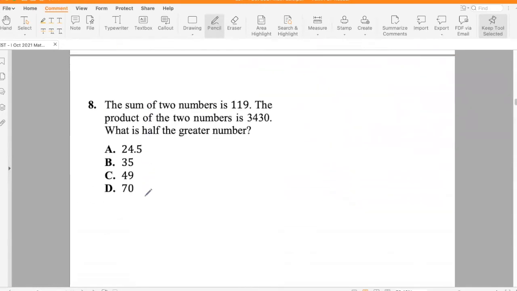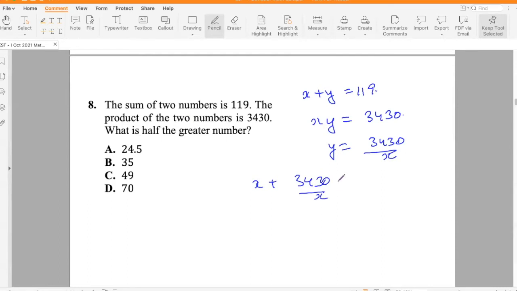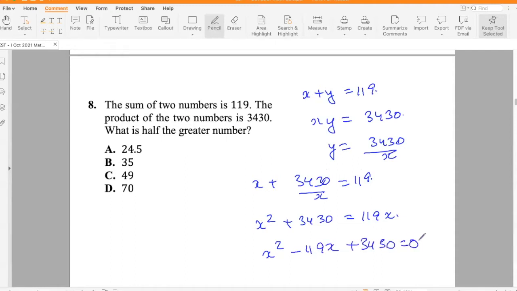The sum of two numbers is 119. The product of the numbers is 3430. What is half the greater number? So let the numbers be x and y. So x plus y is 119 and x into y is 3430. So y becomes 3430 by x. So x plus 3430 by x is 119. So x square plus 3430 is 119x. So x squared minus 119x plus 3430 is 0.